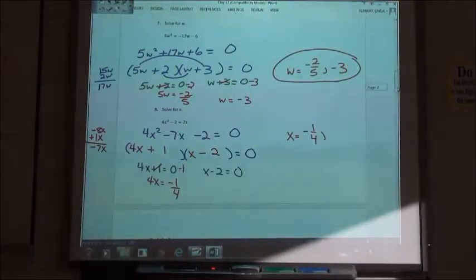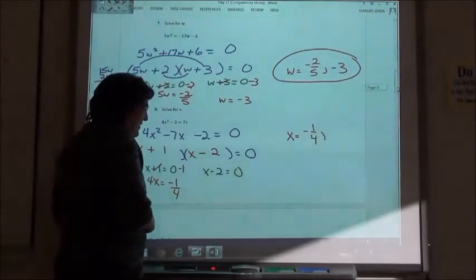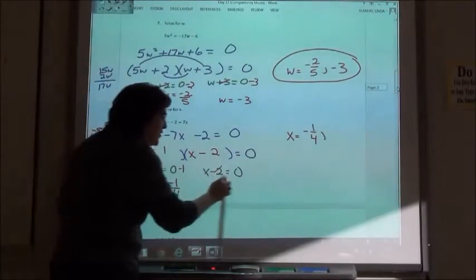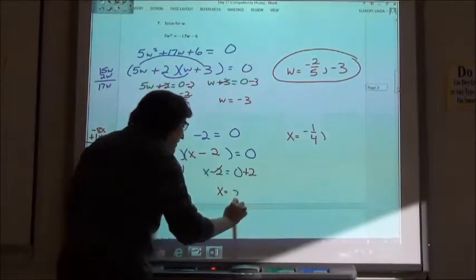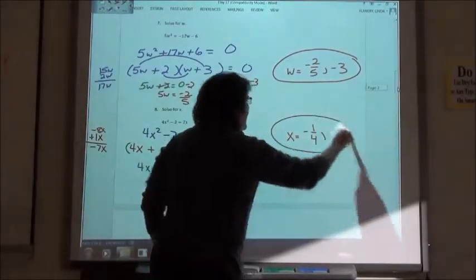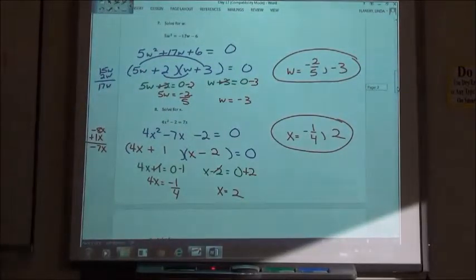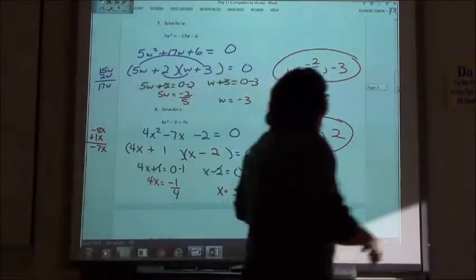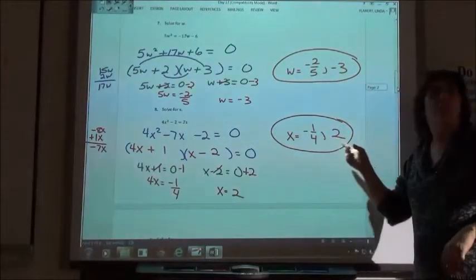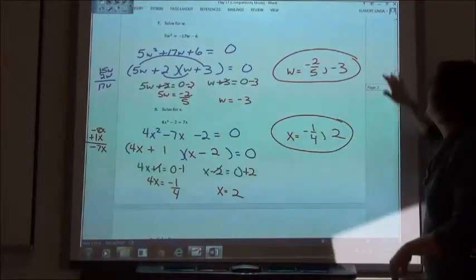Usually we move the number first and then divide. Not that you can't move the one with the x. It does work. On the second one, what are we going to do? Move the 2 over. So add our 2 to 0, and we just get 2. So negative 1/4 and 2 would be our 2 answers. You'll see in some books they'll call those roots. The solutions are called roots of your equation.